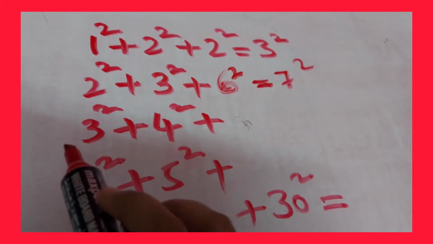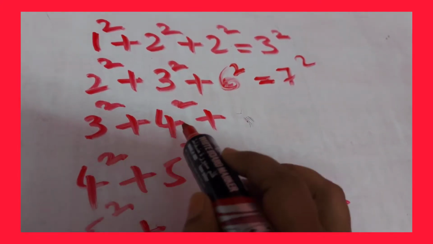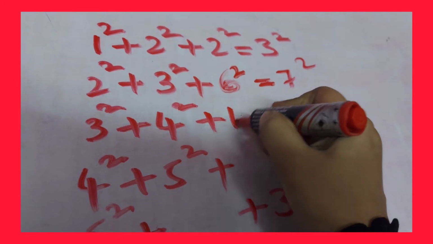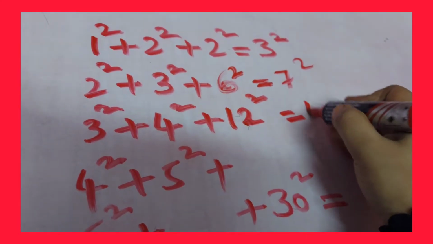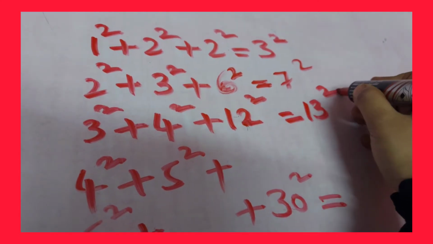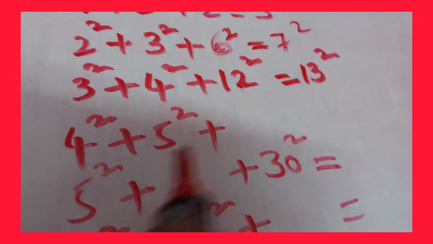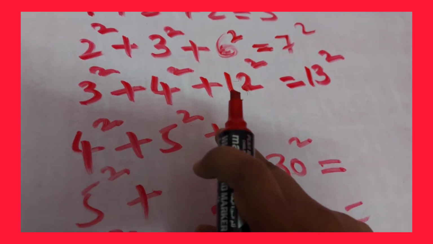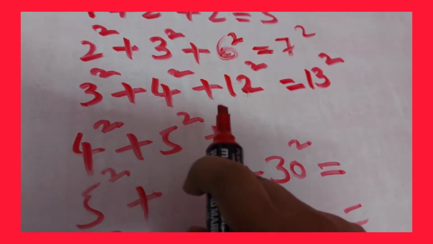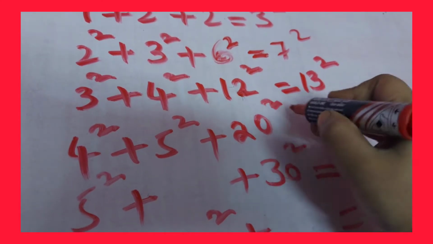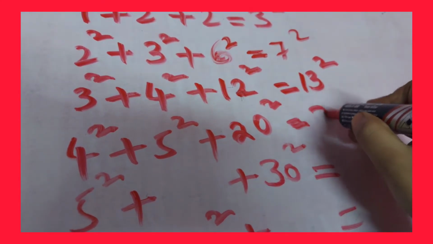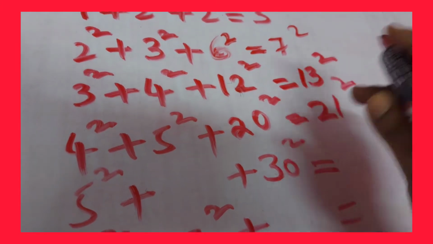So here also 3 4s are 12. You have to take here 12 square is equal to, after 12 what comes here? 13. It is 13 square. So here 4 square, 5 square. Again 4 5s are 20. You have to take here 20 square. After 20 what comes here? 21. You have to write here 21 square.